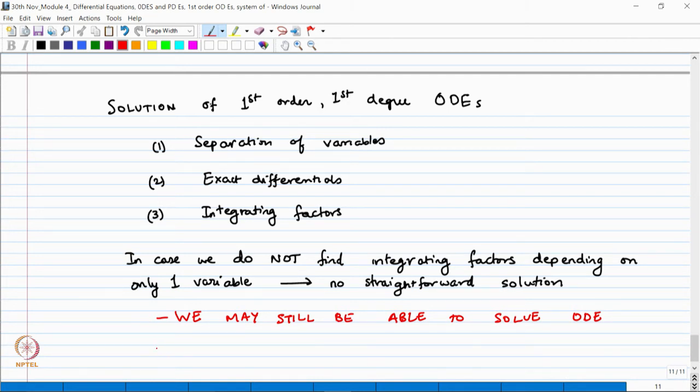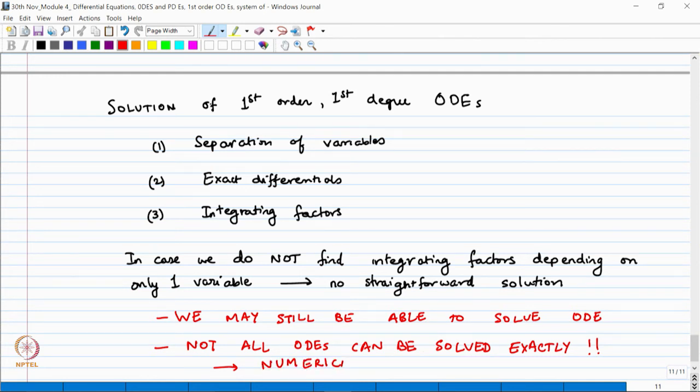The next point that I want to emphasize is that not all ODEs can be solved exactly. Exactly means you cannot write an analytical solution to that ODE. In fact, this idea that you cannot solve all ODEs exactly is what gives rise to the field of numerical solutions of ODEs. I won't be doing this in this course, but that is a very important part of modern applications of mathematics. We know that not all equations can be solved exactly, so we look for numerical solutions.